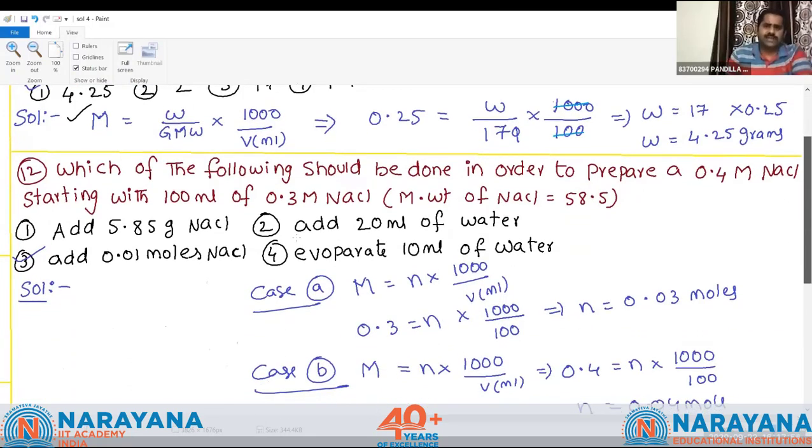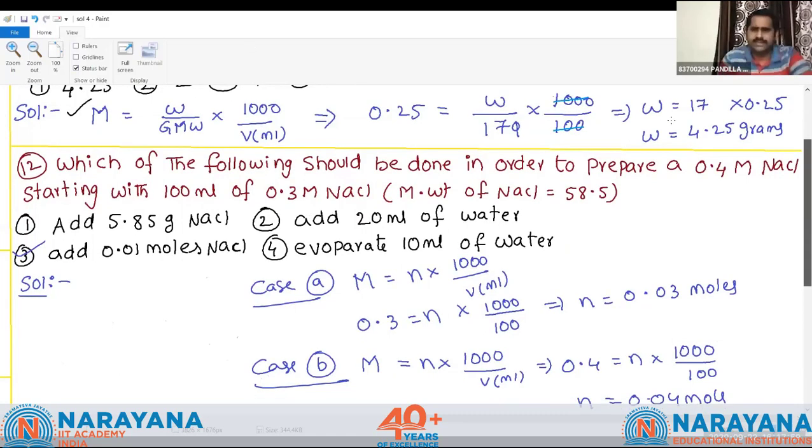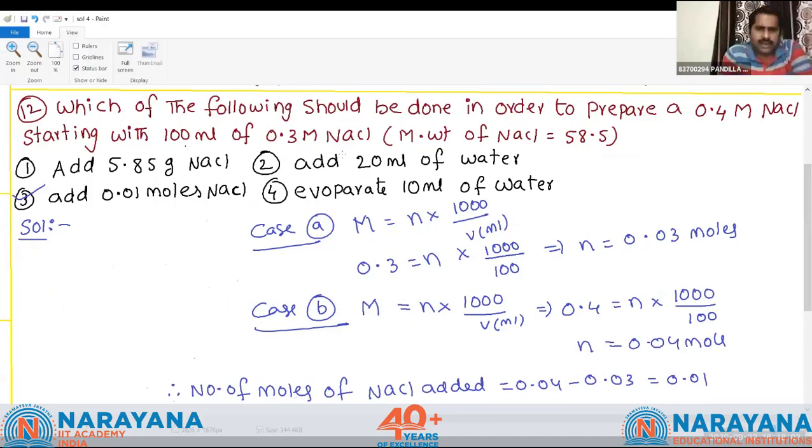For the 12th question, he compared 4 options. That's why it is taking time. Which of the following should be done in order to prepare 0.4 M NaCl, starting with 100 ml of 0.3 M NaCl? Molecular weight of NaCl is 58.5. Here case 1: molarity is equal to number of moles into 1000 by V in ml. Molarity is 0.3, equal to n into 1000 by 100. Here there are 4 steps involved, that's why A, B, C are taken. The number of moles we got is 0.03 moles.